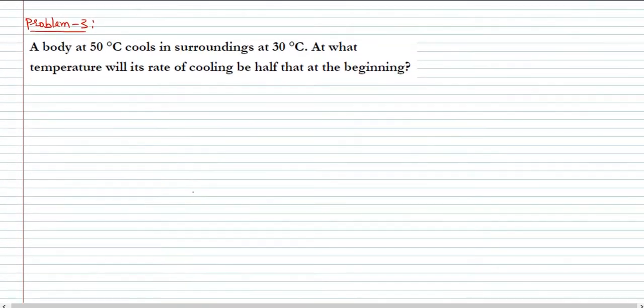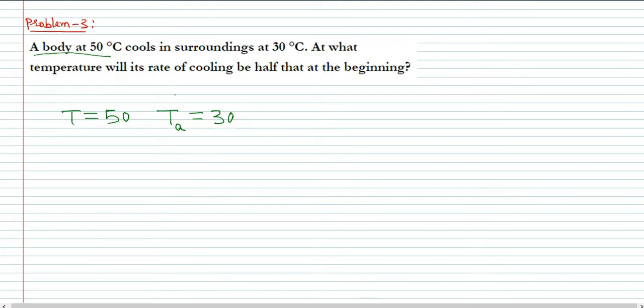Okay, here is another problem. A body at 50 degrees centigrade, which means the temperature of the body, let T be the temperature, is 50 degrees centigrade, cools in surroundings at 30 degrees centigrade. The temperature of the surrounding, which we call the ambient temperature or room temperature, is 30 degrees centigrade, right? At what temperature will its cooling rate be half that at the beginning?